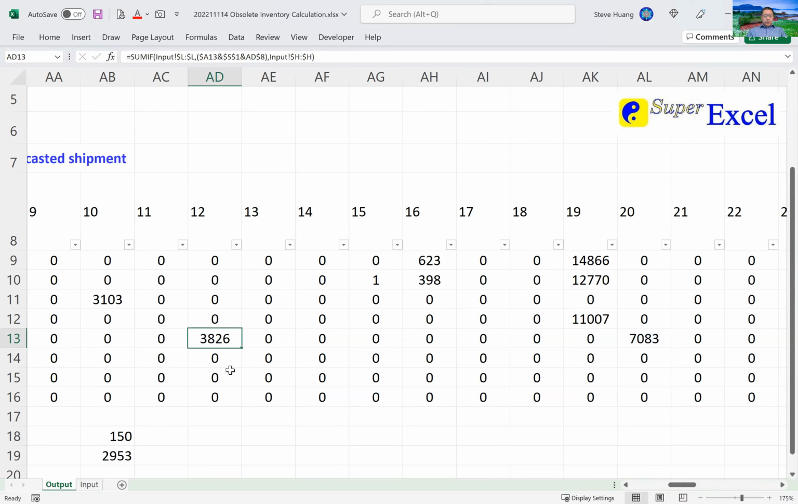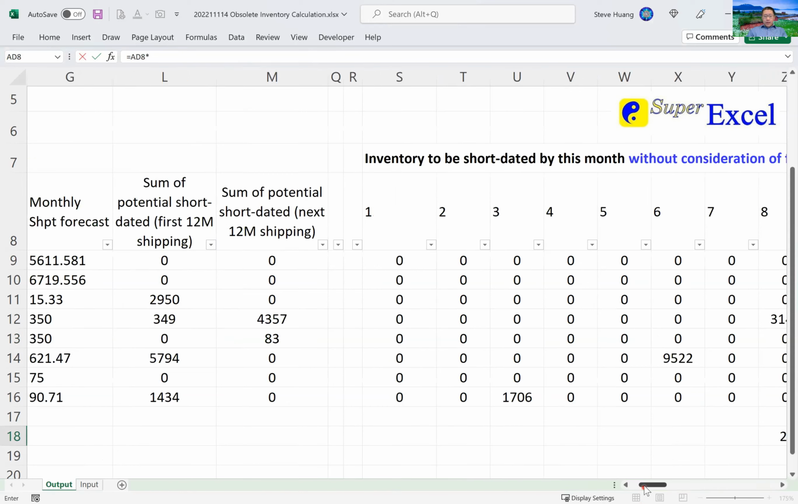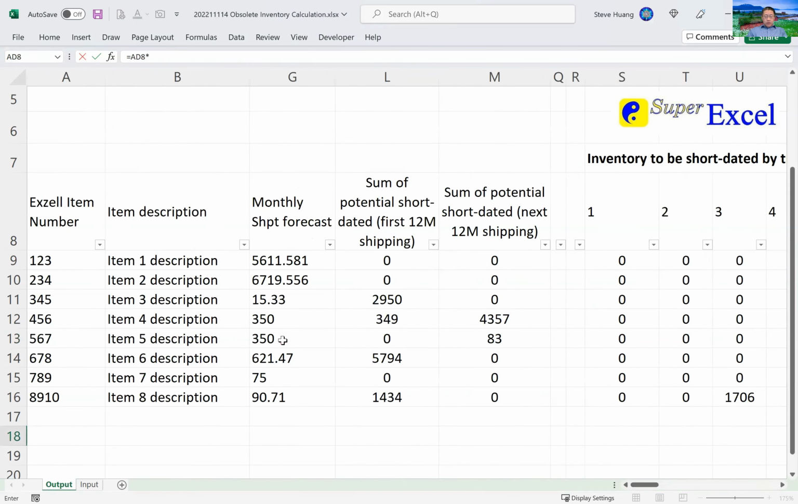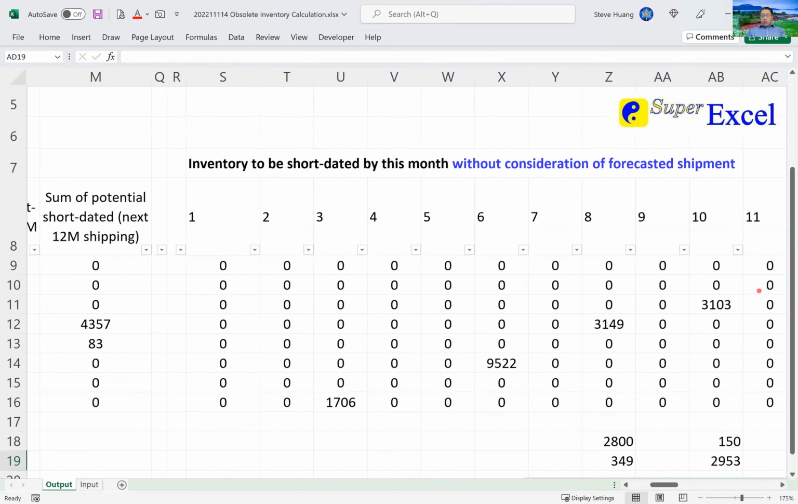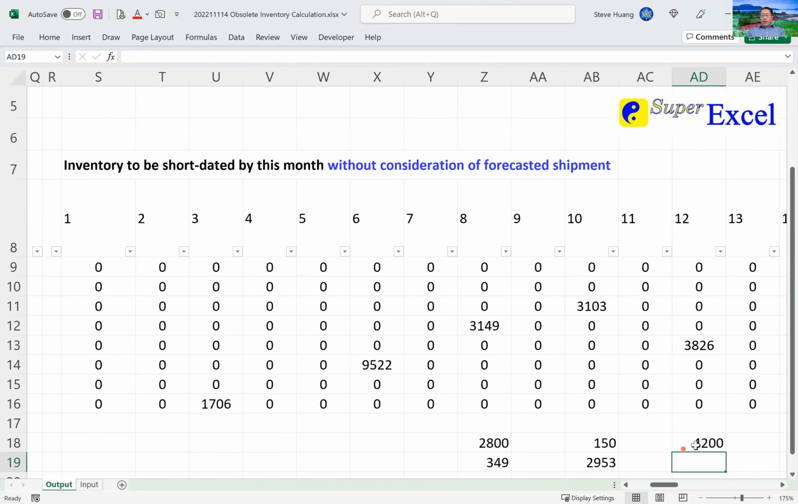In the month 12, she would have 3,826 units to be short dated if we don't ship anything out. This is how many they will ship out. So we use this 12 months times the monthly shipment, which is 350. So she would ship out 4,200 units in the end of 12 months. But here she has 3,826 units that will be short dated.